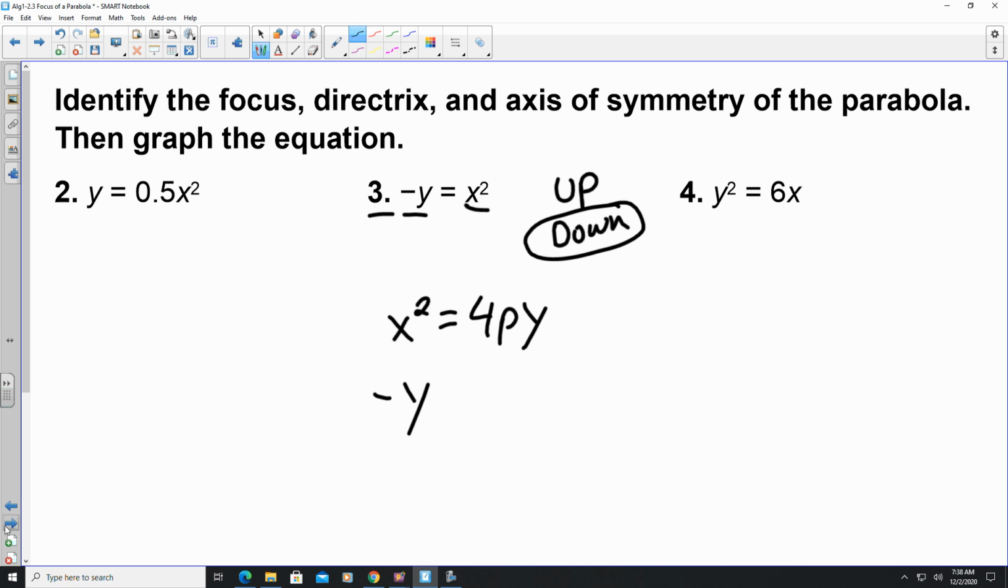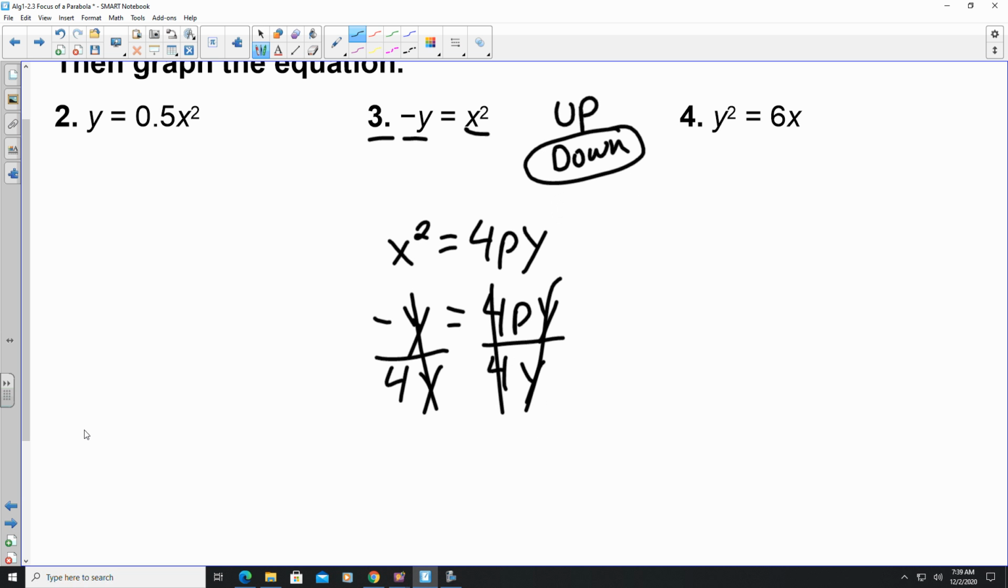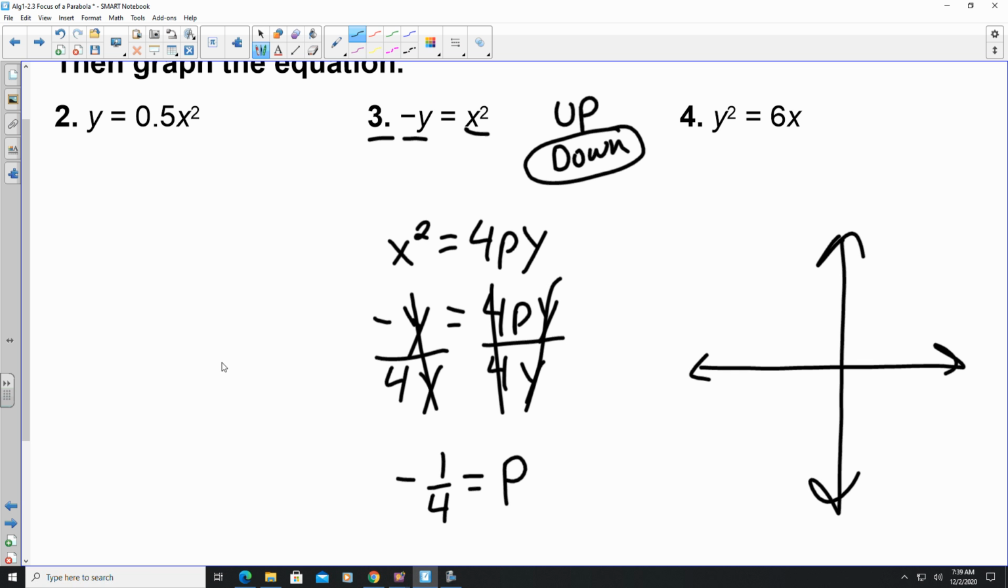So I can say that -y is equal to 4py. And then in this particular instance, to solve for p, I'm going to divide by 4y on both sides. So the y's get canceled here and here. So I'm left with -1/4 is equal to p. So now that I know that -1/4 is p, looking at my graph here, knowing that my vertex is at 0, 0, and it's opening downward, I'm just going to write that in.